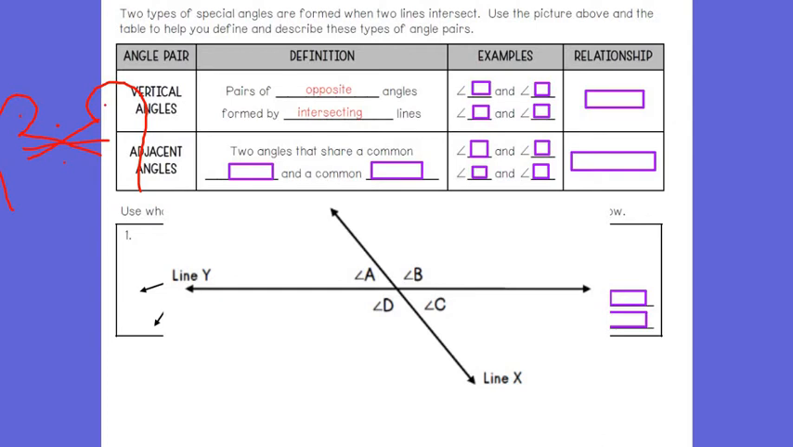So, coming to our examples, we said A and C are vertical angles. And who else? B and D are vertical angles. Do A and C look the same size or different? About the same. That's the uniqueness about vertical angles. They will always be the same size, so they are always congruent. Congruent always means equal.